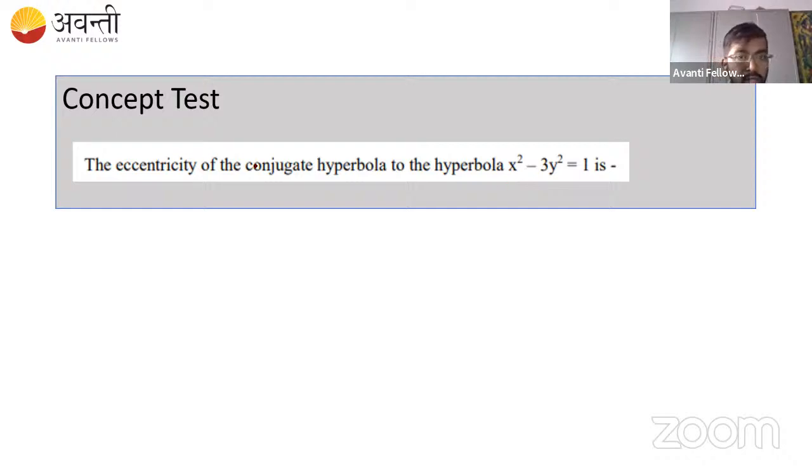So now let's solve one more question before ending our session. The eccentricity of the conjugate hyperbola to the hyperbola, what is this? First of all, the equation of the hyperbola is x square upon 1 minus y square upon 1 by 3 equals 1. So the conjugate hyperbola will be x square upon 1 minus y square upon 1 by 3 equals minus 1.